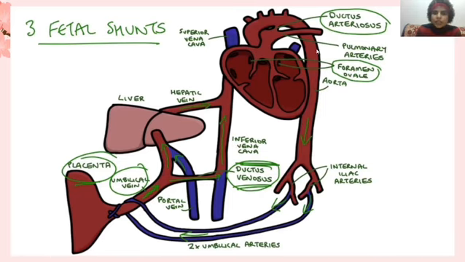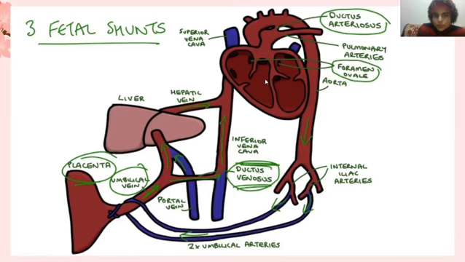So the descending aorta, this one, further bifurcates into the internal iliac arteries. These two internal iliac arteries further join with the two umbilical arteries, and these arteries go to the placenta. These arteries are carrying deoxygenated blood.